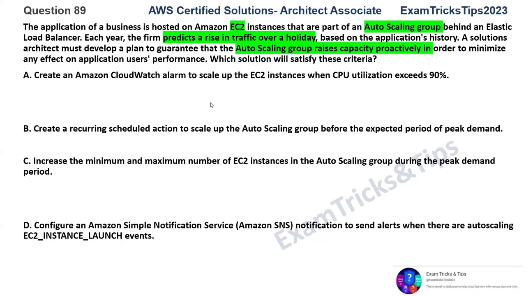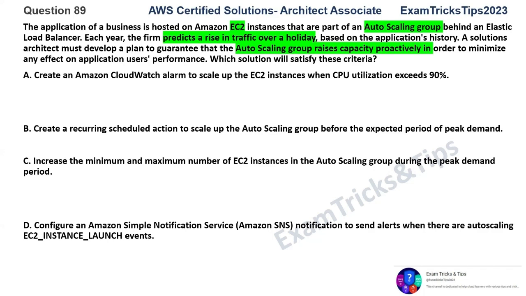Let's look at what the keywords are here. So we have a set of EC2 instances in an Auto Scaling group. We have an Elastic Load Balancer. And the scenario here is we have a holiday period where the firm is expected to get a high amount of traffic, and we need a solution to minimize any effect of increased traffic on user performance. So what we have here is 4 options again, and let's see which ones are obviously wrong.